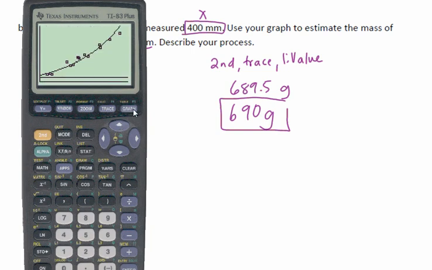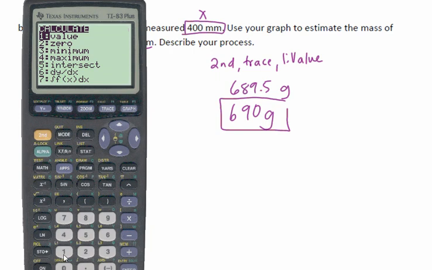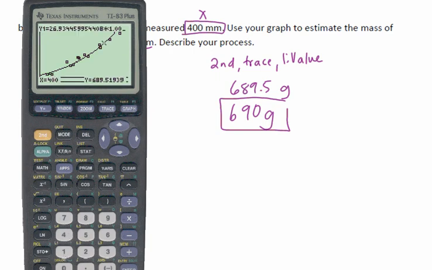In my graph, they gave us the x value. Second trace 1. We're going to enter in 400. And then you should get 689. Yeah, that's what I got like 5 minutes ago. There's more than just you in the room. I'm sorry. Okay. Is it not working out? Let me see. Okay.